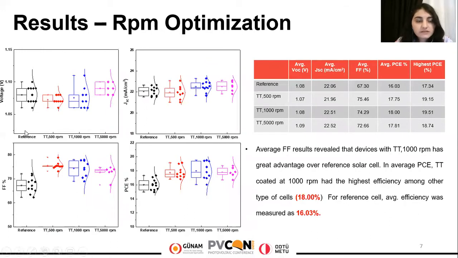As a further optimization, in order to get the highest efficiency and better stability, we tried different RPMs with 2 mg per milliliter salt. This time we obtained the highest average PCE with 1000 RPM. Compared to the reference one, it was really high. The increase mainly came from the fill factor. When we compare the reference one with 1000 RPM, it increased drastically in terms of fill factor. Also, it increased a little bit in JSC. Their average VOCs were the same.